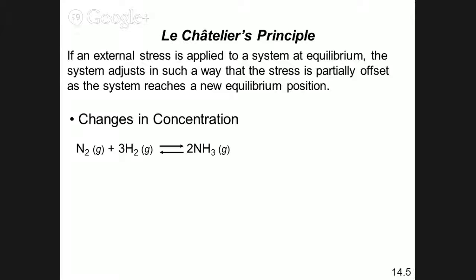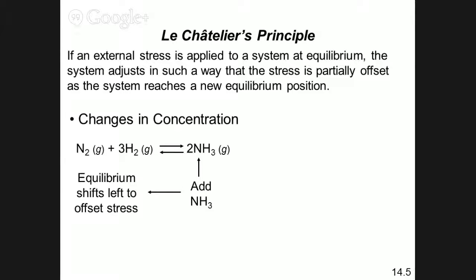So, for example, we have nitrogen and hydrogen gases that combine to make ammonia gas. Now, let's suppose we added some more ammonia to the system. It was at equilibrium, but now we've stressed it by adding some more ammonia. Le Chatelier's principle says we're going to increase the reverse reaction. We're going to try to get rid of some of that extra ammonia, and end up making more N2 and H2.